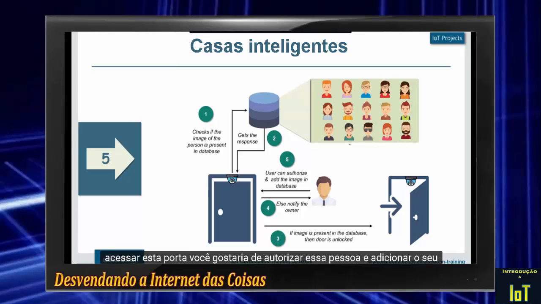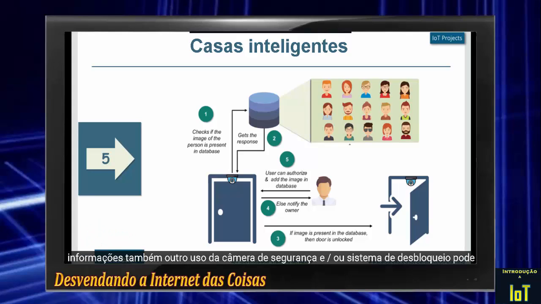Would you like to authorize this person and add his information to the database, or would you like to deny the access to this person as well? Usually this is used in areas where you have highly sensitive information stored in order to maintain strict control of the access to this information as well.